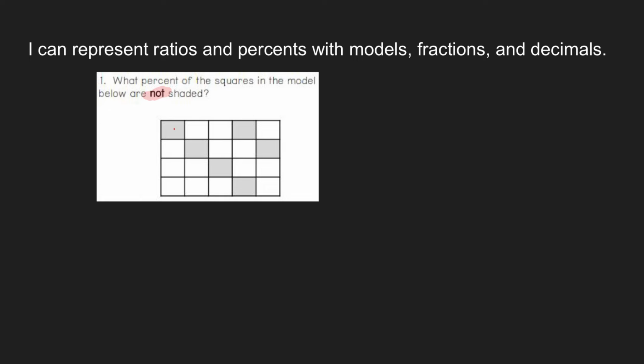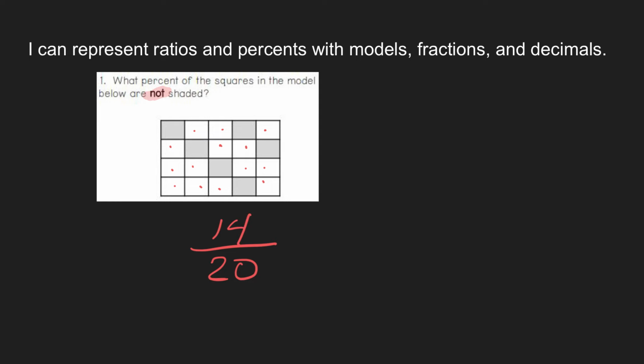like put a little dot, 1, 2, 3, 4, 5, 6, 7, 8, 9, 10, 11, 12, 13, 14, 15, 16, 17, 18, 19, 20. So my total is 20. And then we want to do not shaded. Let me get rid of all this. So I would do 1, 2, 3, 4, 5, 6, 7, 8, 9, 10, 11, 12, 13, 14. Okay, 14 out of 20.